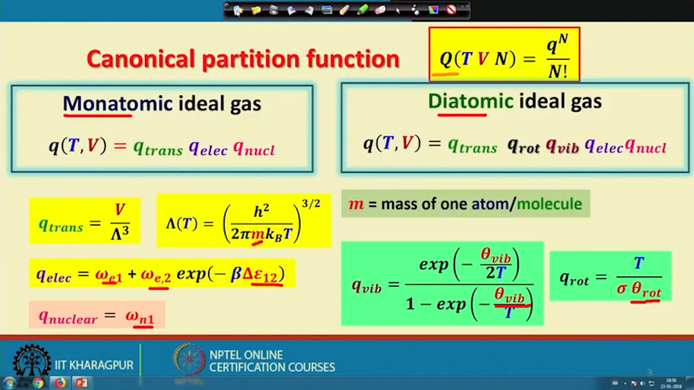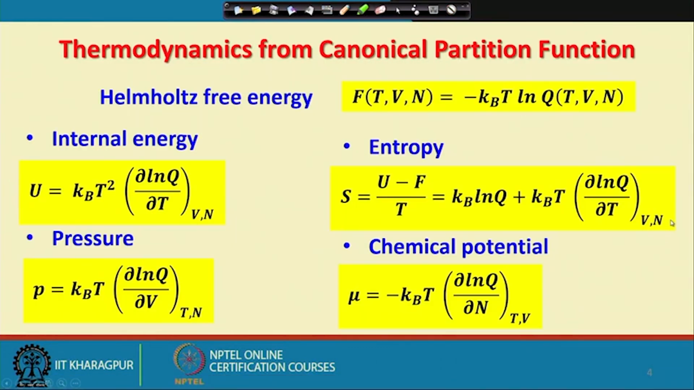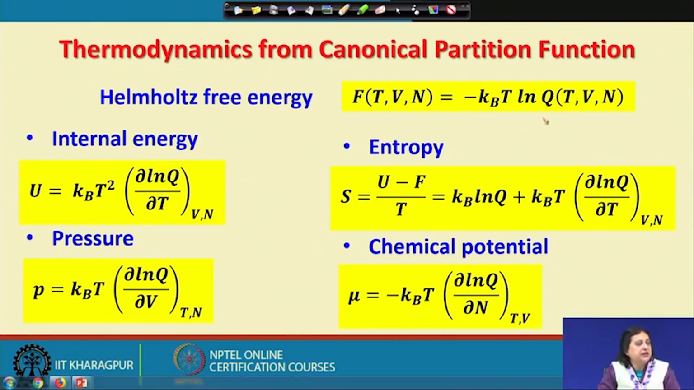We have seen within the formulation of statistical mechanics that Q is connected to the thermodynamic properties, especially in the canonical ensemble. The natural logarithm of Q is related to the Helmholtz free energy. So, let us next see or revise what we have learnt regarding this connection. So, we have said that the Helmholtz free energy is nothing but negative of kT multiplied by the natural logarithm of Q.